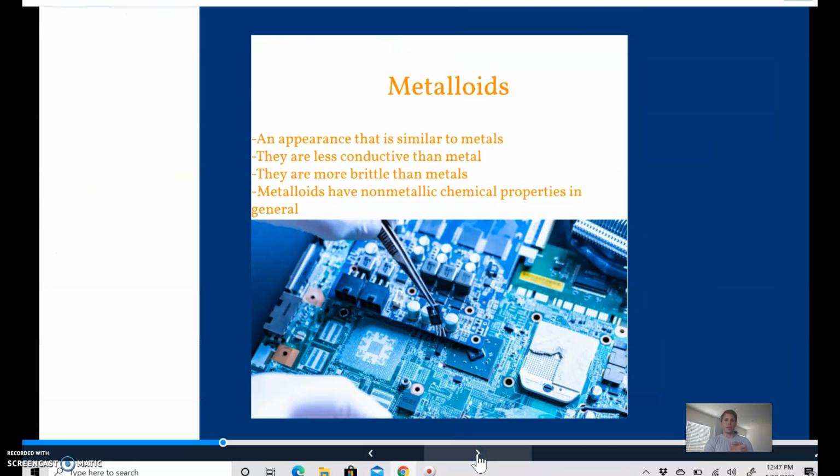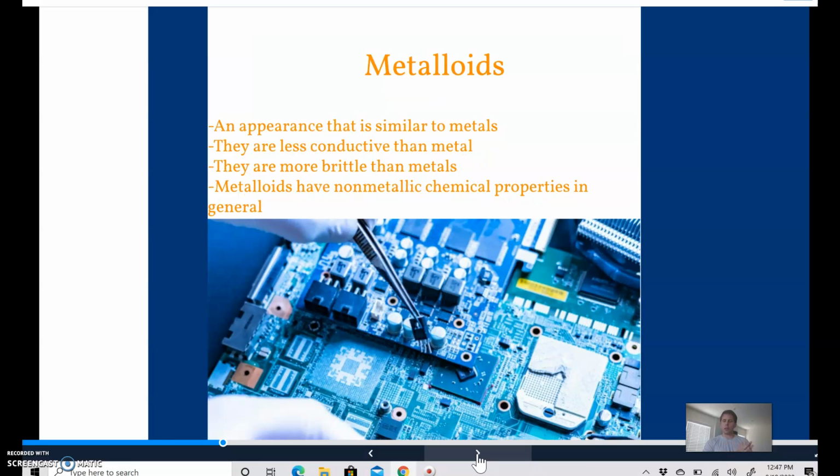So going to metalloids, these are similar to metals. What I like to talk about is they are semiconductors. They're less conductive than metals. Sometimes they conduct electricity, sometimes they don't. They are more brittle, and they have non-metallic chemical properties in general. So they kind of are a hybrid between metal and non-metal. Think of your computer. A lot of the components in it can conduct electricity, but they can also, as a whole, not conduct electricity if the circuits are broken or if there's a different level of charge added to them.